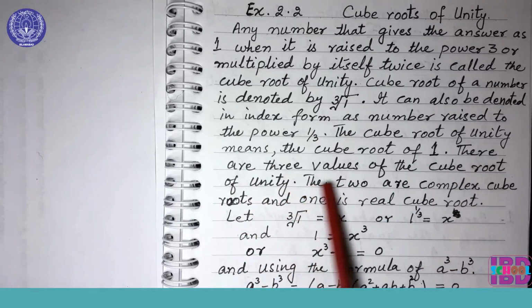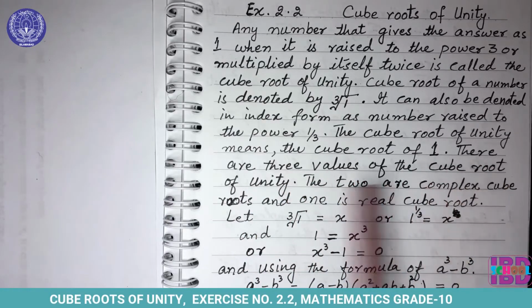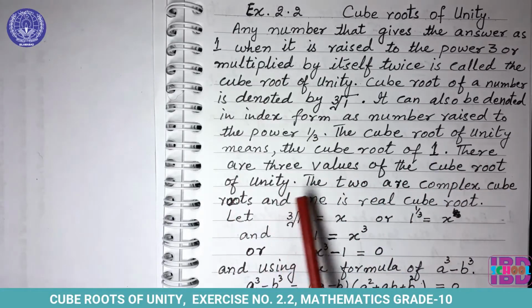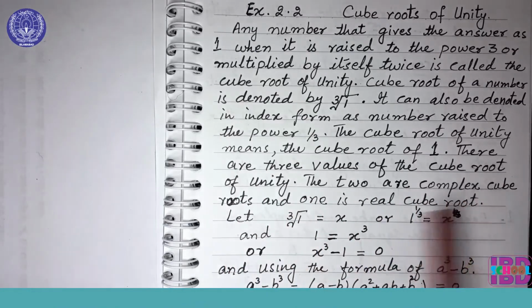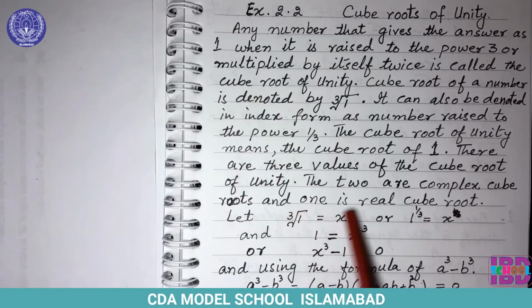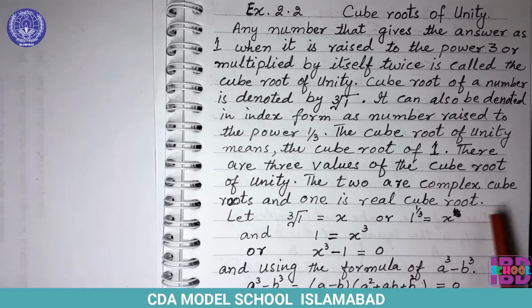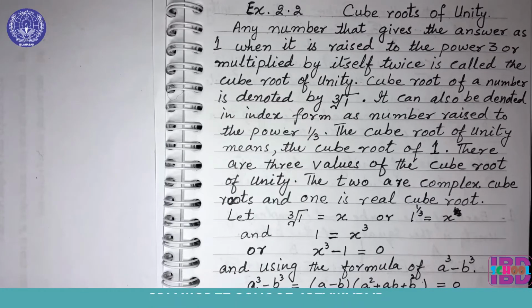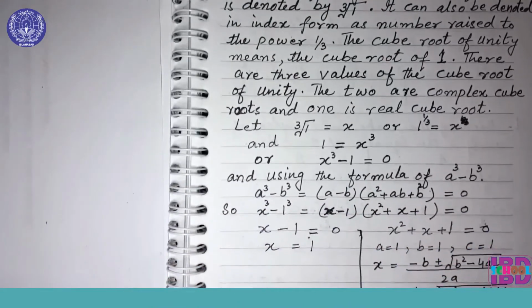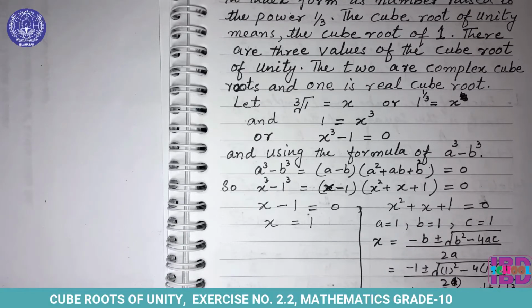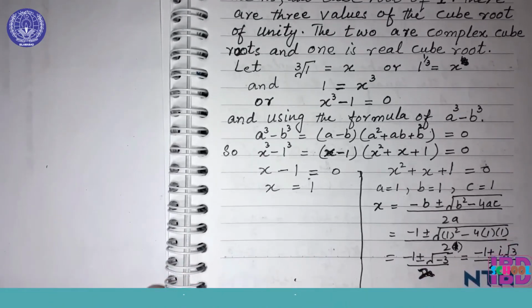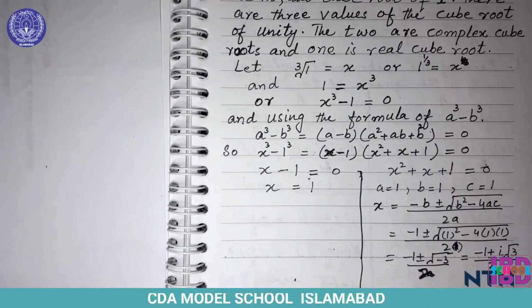There are 3 values of the cube root of unity. The 2 are complex cube roots and 1 is real cube root. Now the question arises: how to find the cube roots of unity? You know, the term unity refers to 1. A sequence of steps is to be followed to find the cube root of unity.